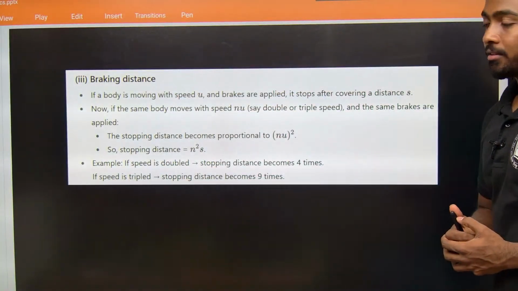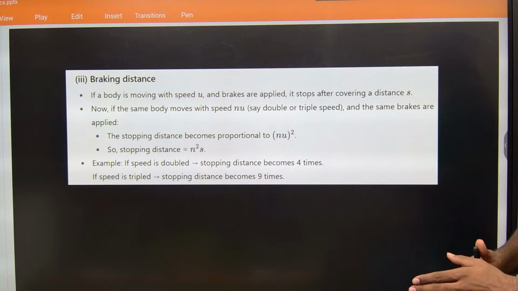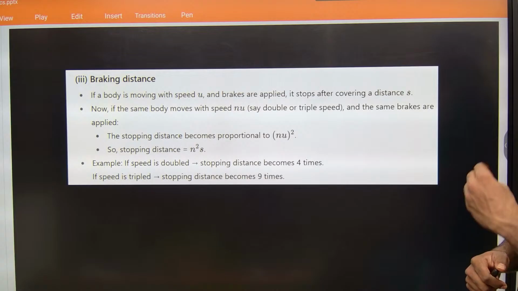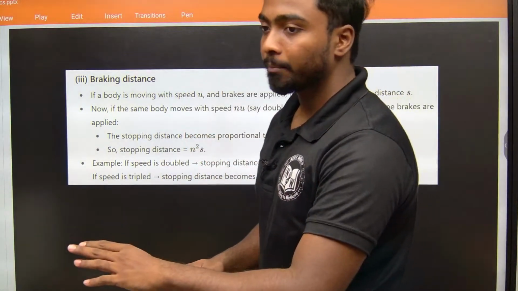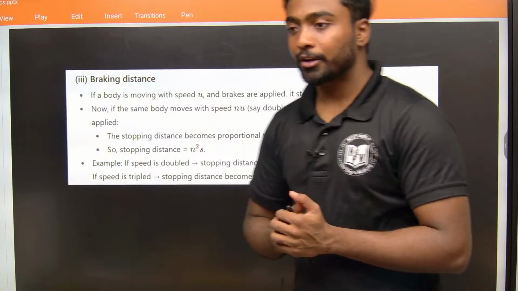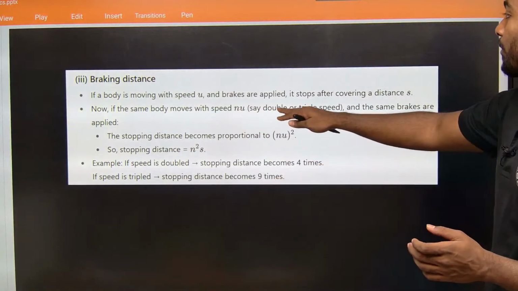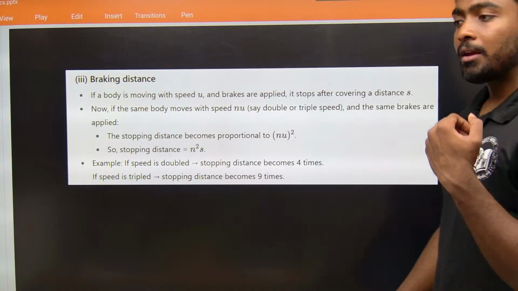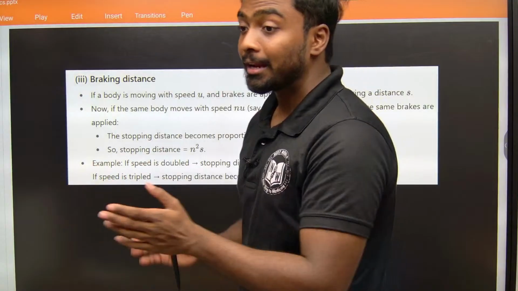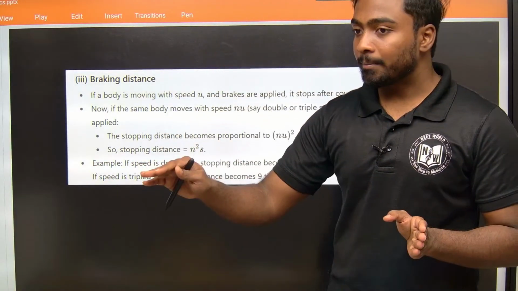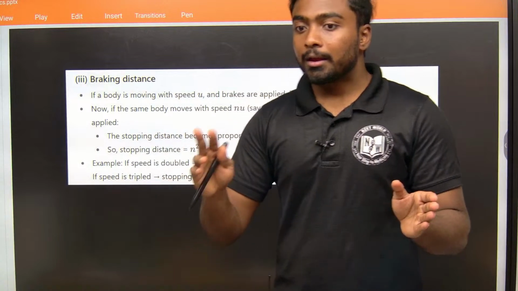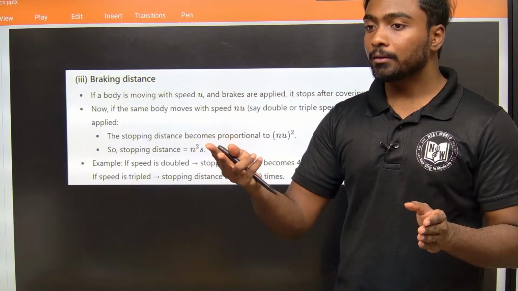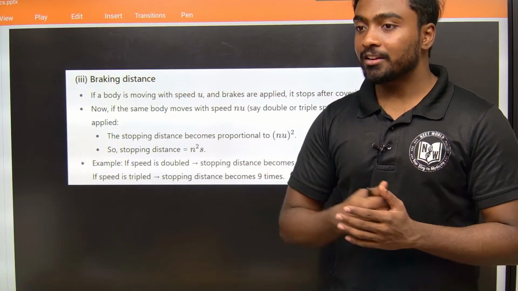So braking distance. If a body is moving with the speed u and brakes are applied, it stops after covering a distance s. So if you are going with some speed and suddenly brakes are applied, we will calculate how much distance you have traveled. Now the same body moves with a speed nu, say double or triple the speed. You are going with 10 meter per second and you apply brake, and you calculate the distance. The second time you go with 20 meter per second, that is twice the initial speed.